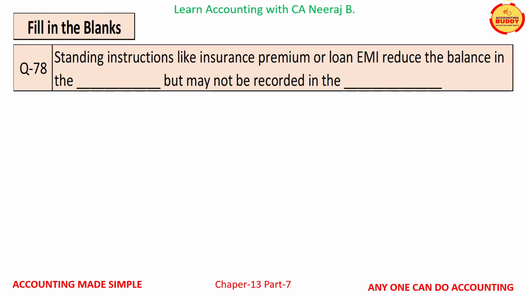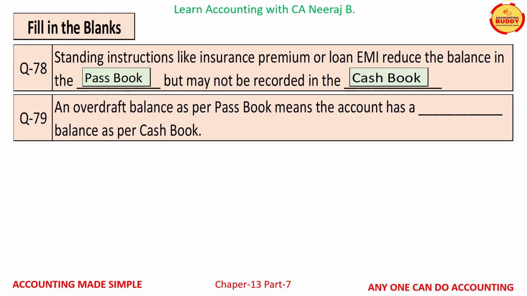Question number 78: standing instructions like insurance premium or loan EMI reduce the balance in the dash but may not be recorded in the dash. The correct answer is the passbook and may not be recorded in the cash book. Question number 79: an overdraft balance as per passbook means the account has dash balance as per cash book? The correct answer is credit balance as per cash book.